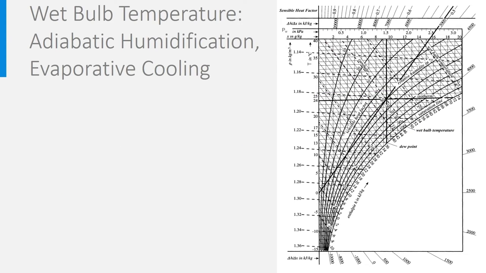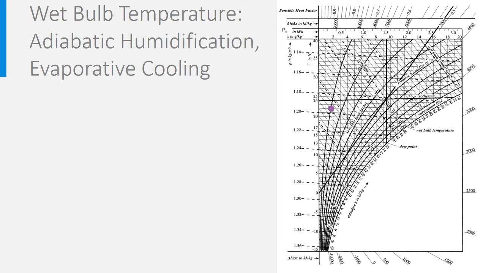Let's now look at adiabatic humidification and evaporative cooling. Let's take the example of humid air at 22 degrees Celsius and an absolute humidity of 1.8 g per kilogram, corresponding to a relative humidity of 10%. This humidity may be a bit low to ensure comfort. You may remember from other courses that a minimum humidity of 30% is recommended to avoid electrostatic shocks.